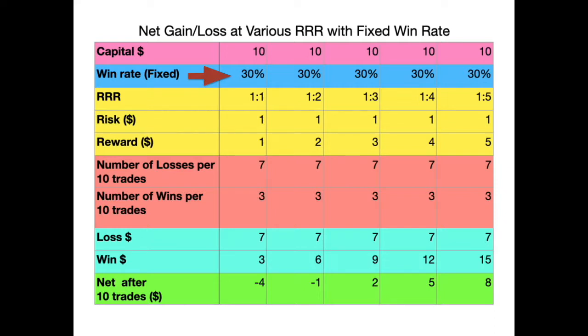So assuming you had a capital of $10 and a win rate of 30%, this means that you are right 3 times out of 10 trades and wrong 7 out of the 10 times. If you use a risk to reward ratio of 1:1 in your trade, while your win rate is only 30%, you will incur a net loss of $4 after 10 trades. So that's a 40% drawdown on your portfolio after 10 trades.